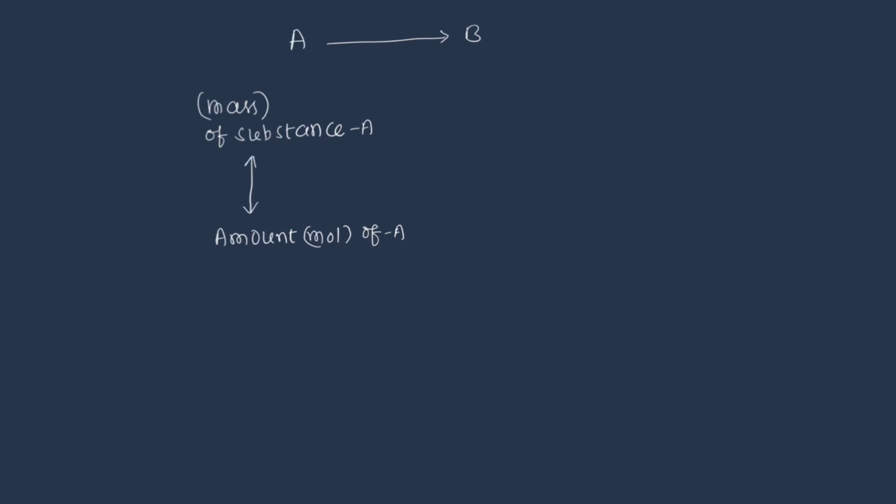These are interconvertible by using molar mass, with capital M. Which molar mass do we use? The molar mass of A, the substance we are converting. The molar mass unit is gram per mole, and the unit for mass is gram. From this mole, we can convert into the number of entities.